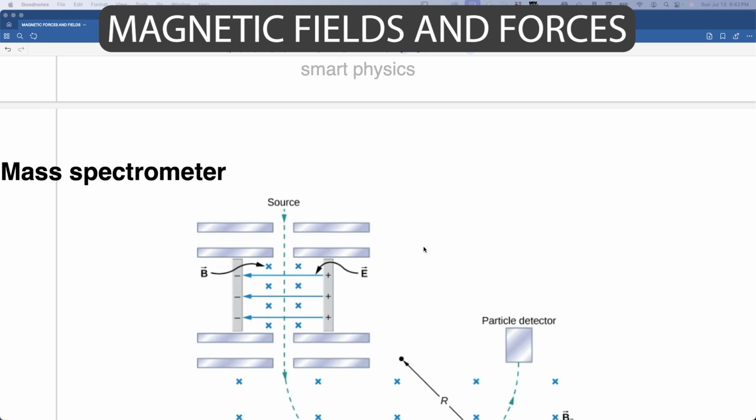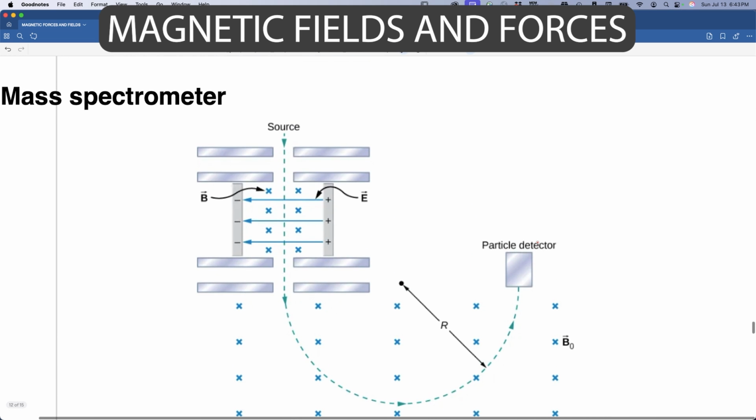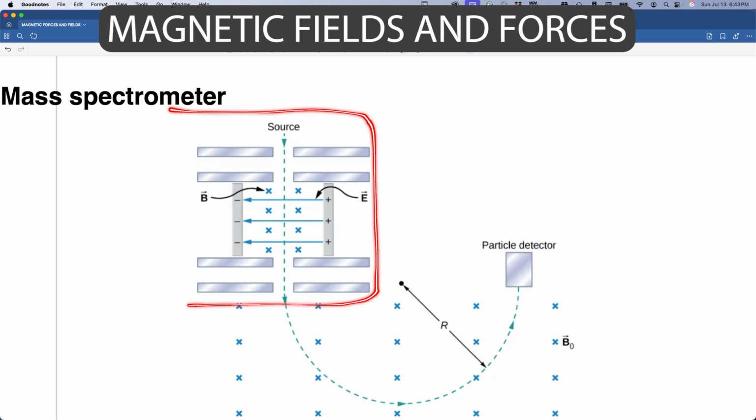There are many types of mass spectrometers. This is called the Bainbridge. Look it up, B-A-I-N bridge. Bainbridge, that's the name of the scientist, spectrometer. It's here, the Bainbridge mass spectrometer or spectrograph. It has two parts. The first part is called the velocity selector.